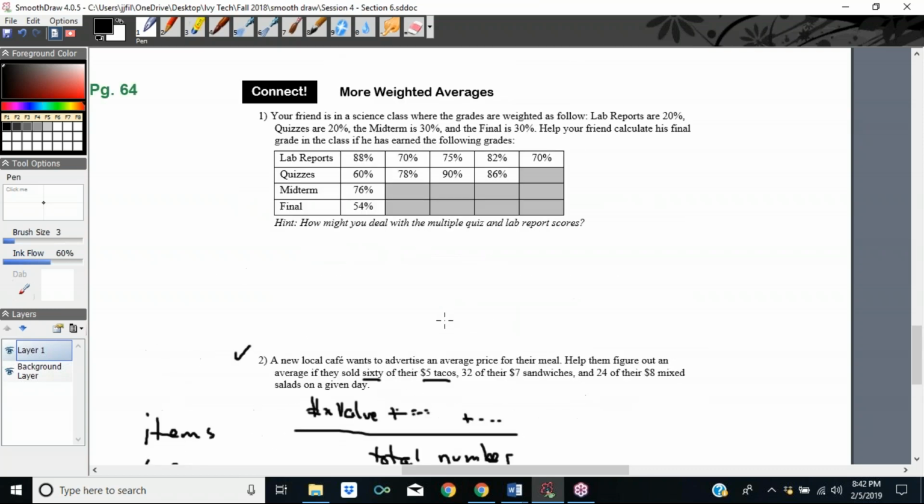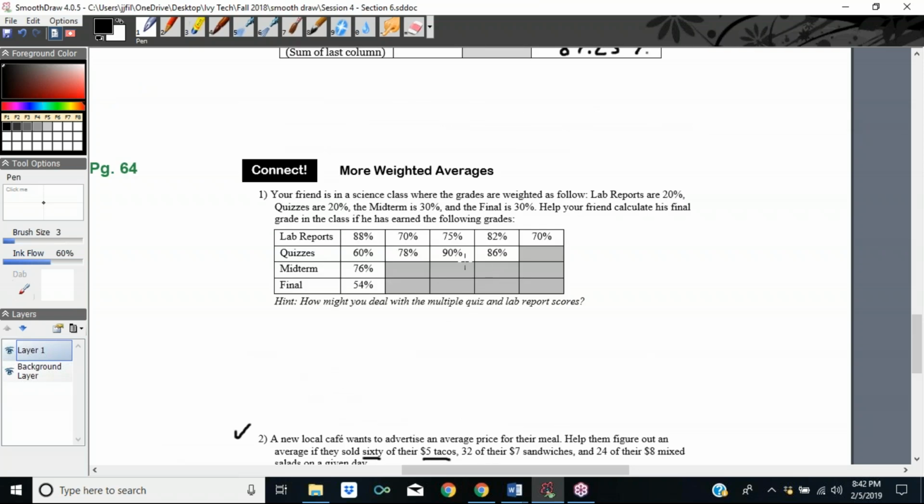All right, so this last one, I saved this for last because this one is like your project. So on your project, you're going to have to calculate a weighted average. We have different categories. So let me just read it first.